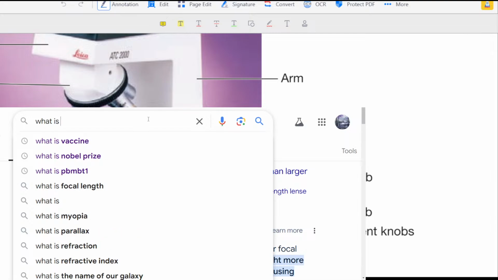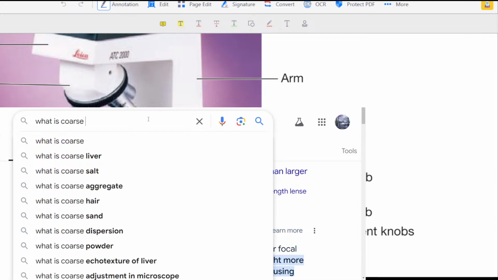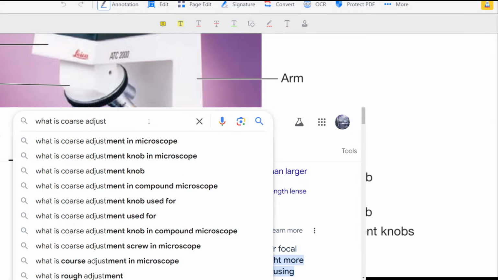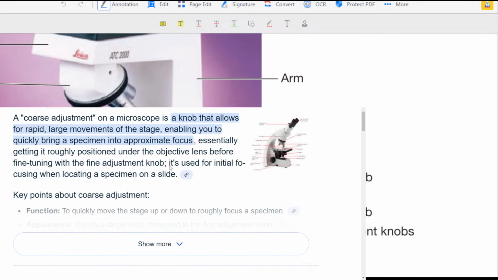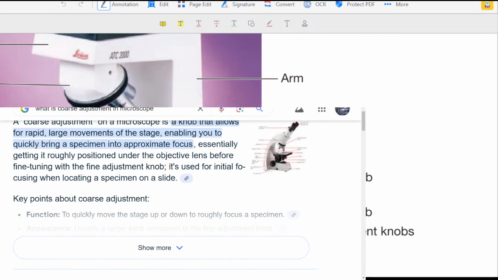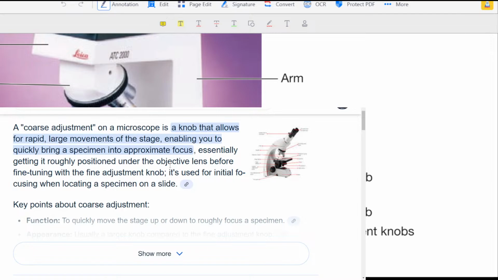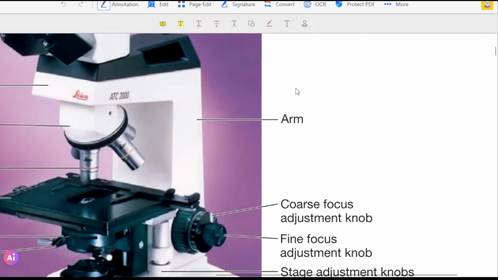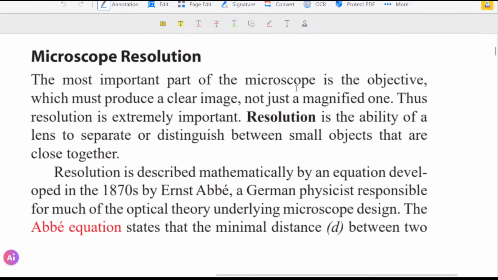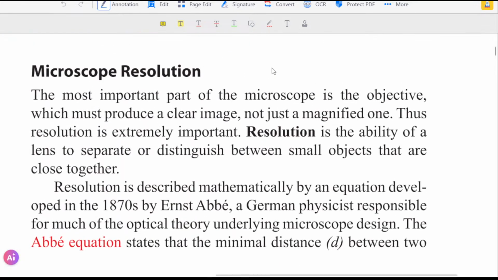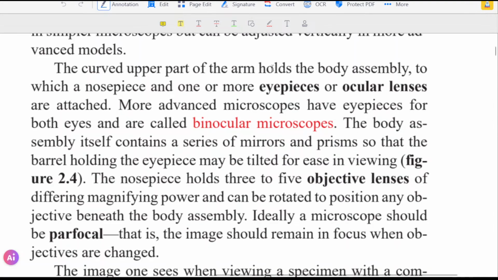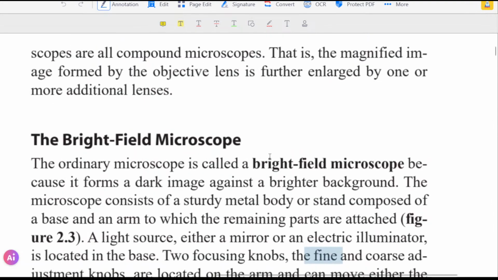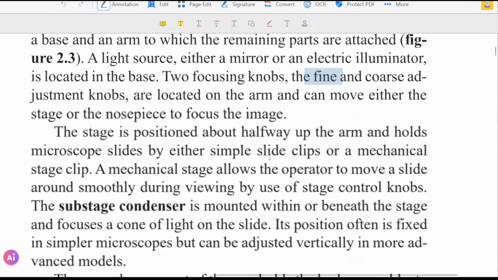What is coarse adjustment in a microscope? Oh my god, sorry, I was wrong. I'm always wrong. Coarse is for adjusting the range and fine is for the eye adjustment, right? Like how it blurs and how it is sharp.